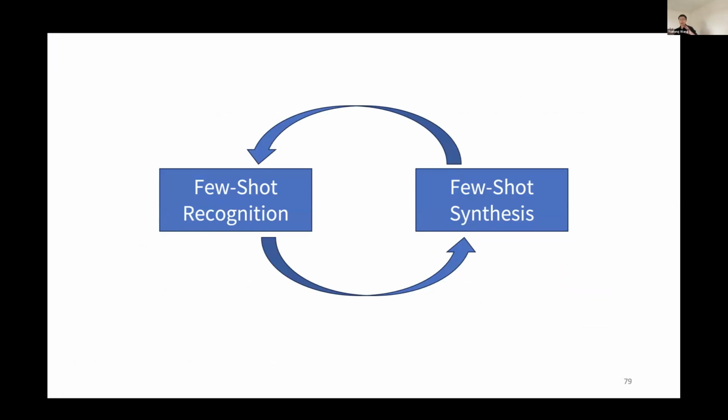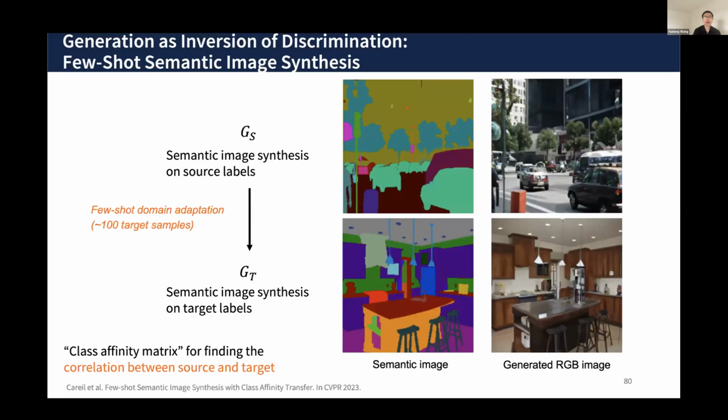So far, we have talked about few-shot recognition and few-shot synthesis separately, but they are highly interconnected in various ways. One straightforward connection is to generate an RGB image based on a given semantic image, which is investigated in semantic image synthesis. In the few-shot semantic image synthesis setting, a model is trained in the source domain that can perform image synthesis on source labels. The model is then fine-tuned with few-shot samples on the target domain labels. This can be regarded as an inverse process of the discriminative model. A class affinity matrix is introduced to address the task by finding the correlation between source and target labels.